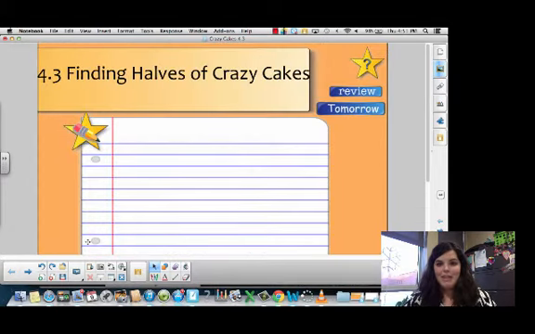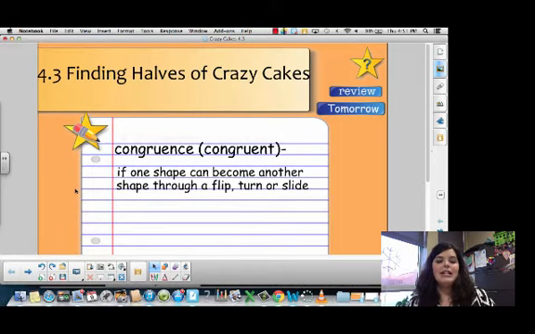Get your pencils ready because we have a new definition coming in. And that word is congruence or congruent. Please write both parts and actually say that word out loud so you can hear how it sounds. Congruence or congruent. And what that means is if one shape can become another shape through a flip, a turn, or a slide. And so I have a few pictures for you to demonstrate which each of those are.